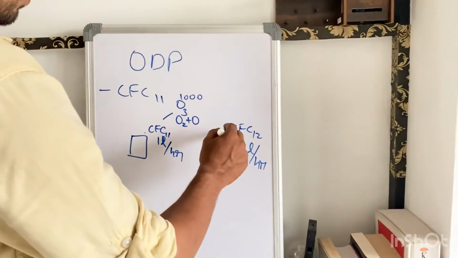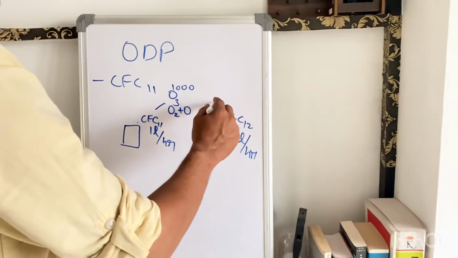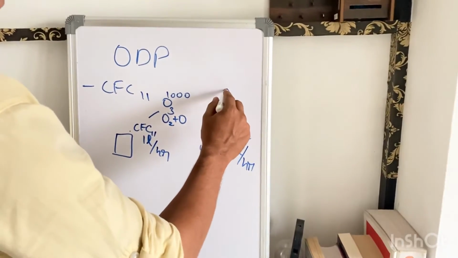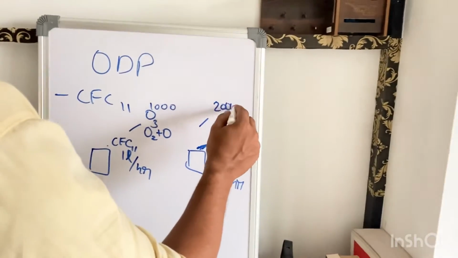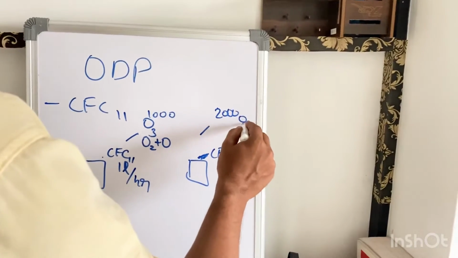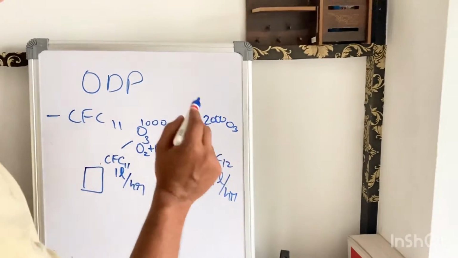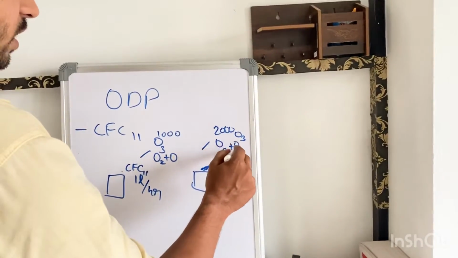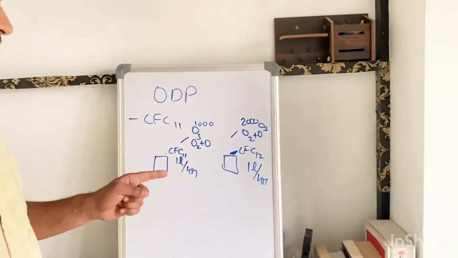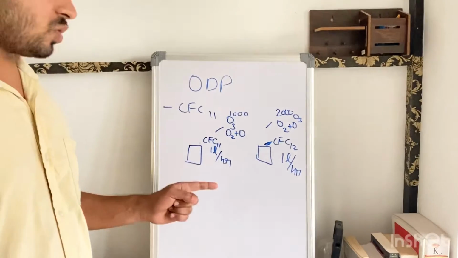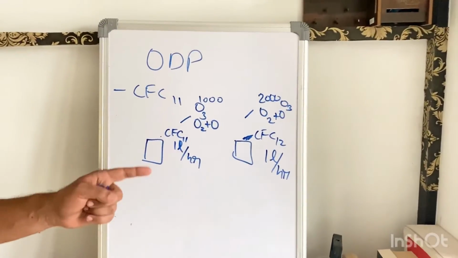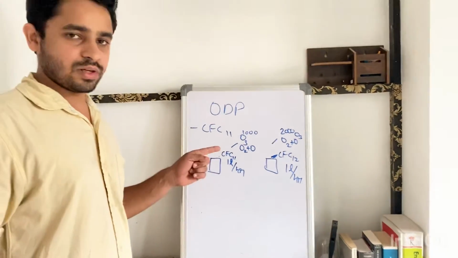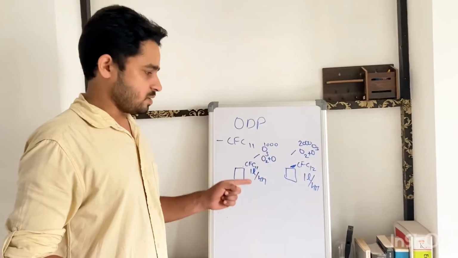Similarly, CFC 12, when it goes to the atmosphere, depletes at least 2000 molecules of ozone. It makes 2000 molecules of ozone into oxygen plus superoxide radical. All this criteria is in relation to the stratosphere. This has nothing to do with the troposphere. Bear that in mind.